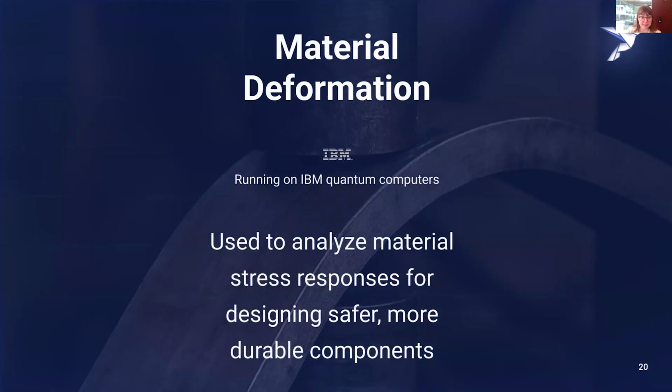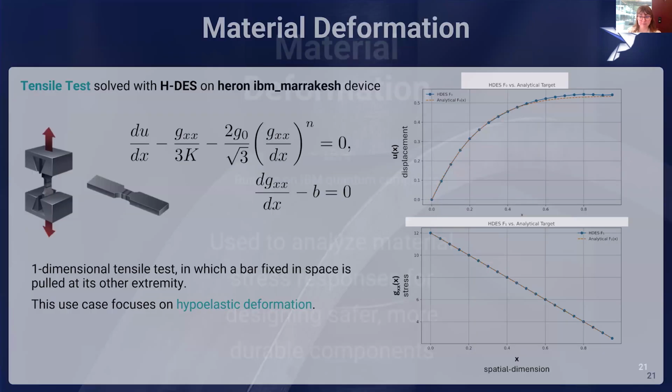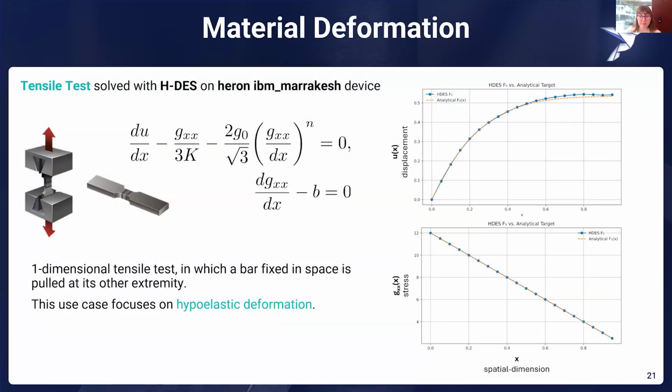Now I'll present the second set of equations that we solved for IBM. So this set of equations represents a more mechanical problem. Specifically, it simulates the hypoelastic deformation of a bar under strain. The results on the right show the final result for the displacement of the bar and the strain on the bar as a function of x.